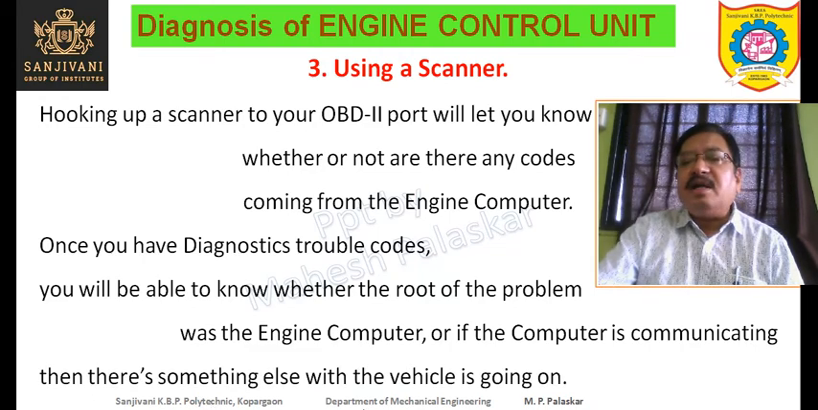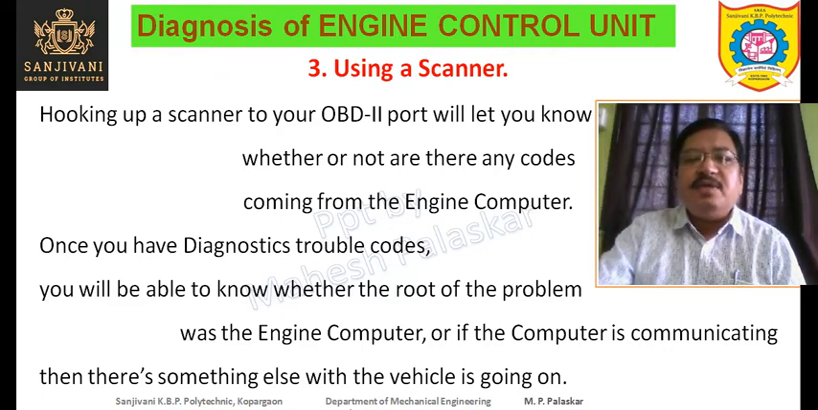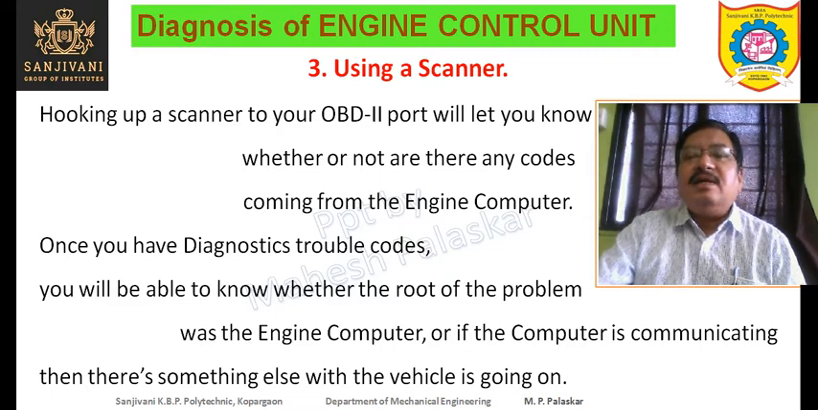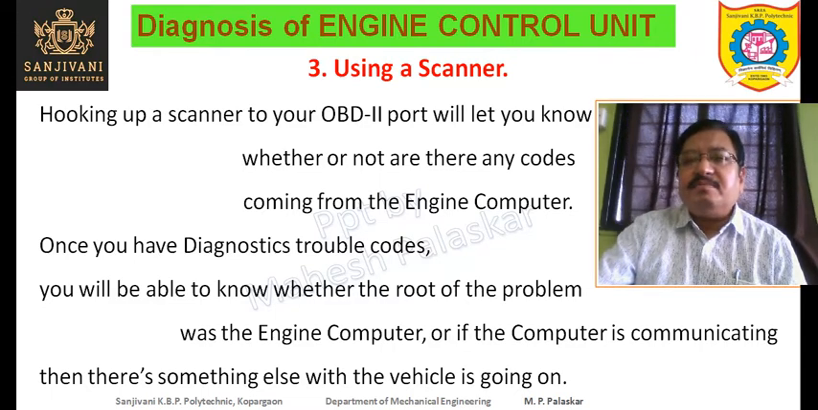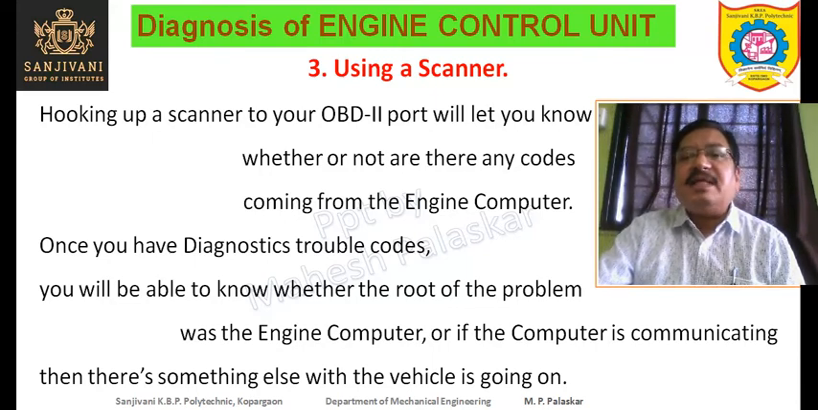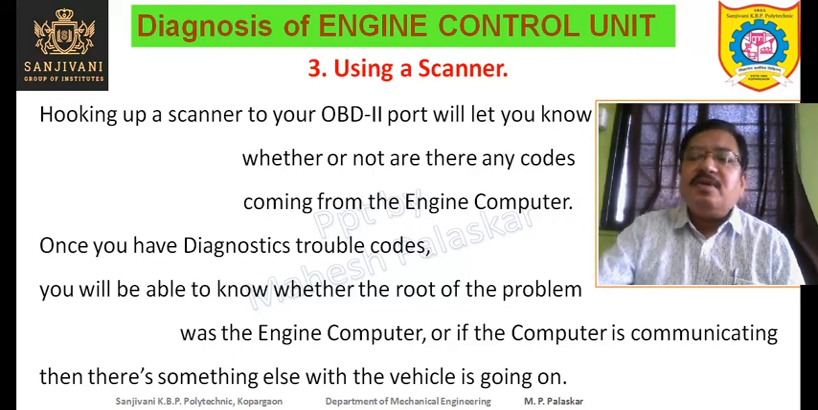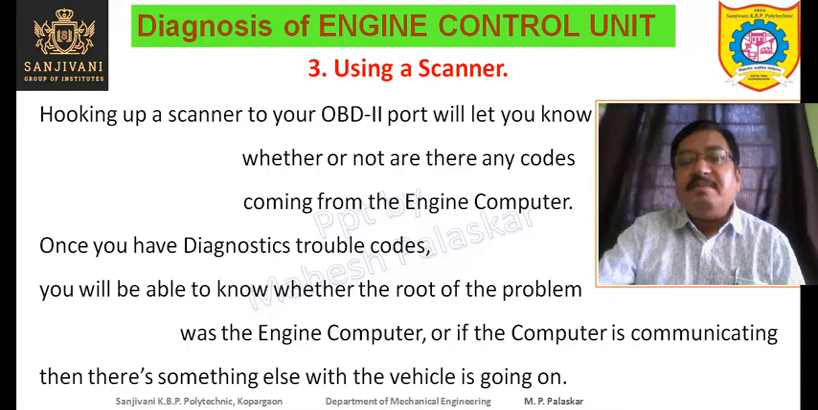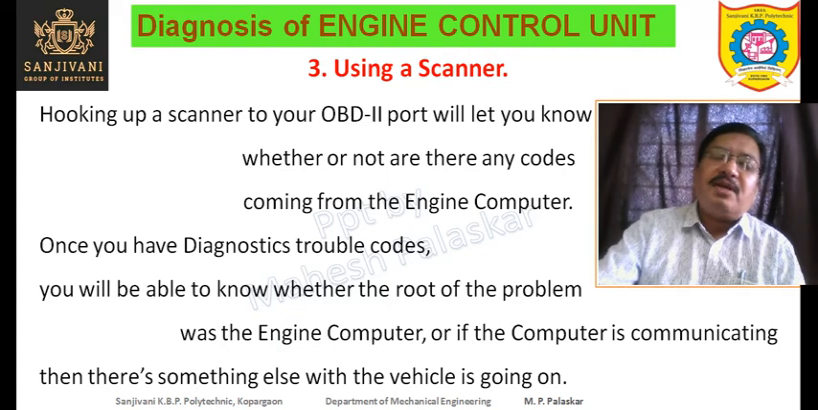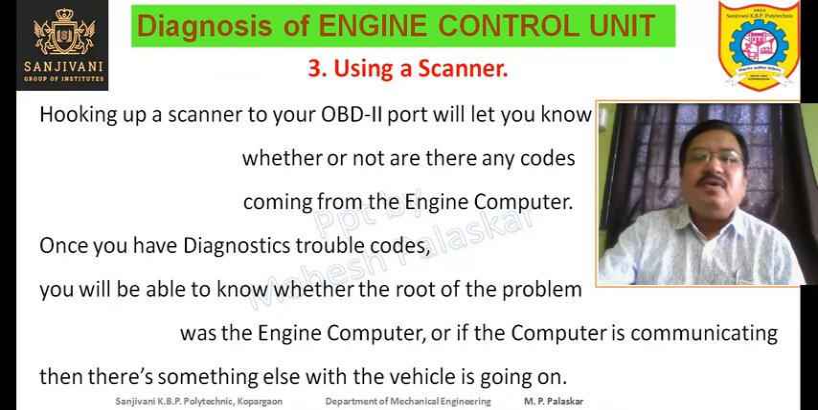And if the computer is connecting properly, if the proper codes are being received from that particular engine control unit, then the conclusion is that there is some other problem. If the scanner displays the appropriate codes from the engine control unit, then it means that the engine control unit is okay, but there is some other problem. But if proper codes are not displayed on the scanner, it means there is a problem in the engine control unit.